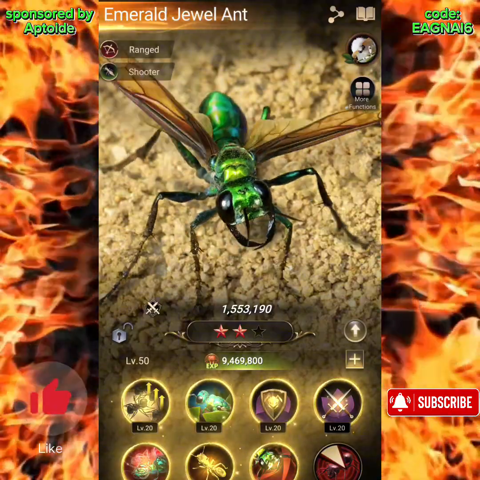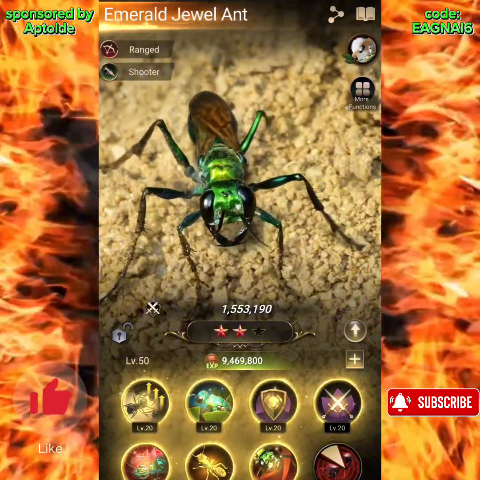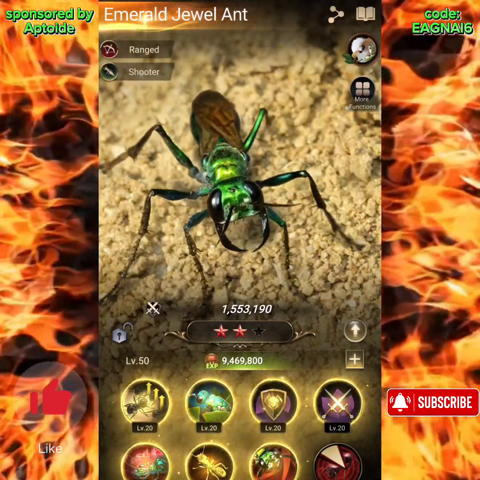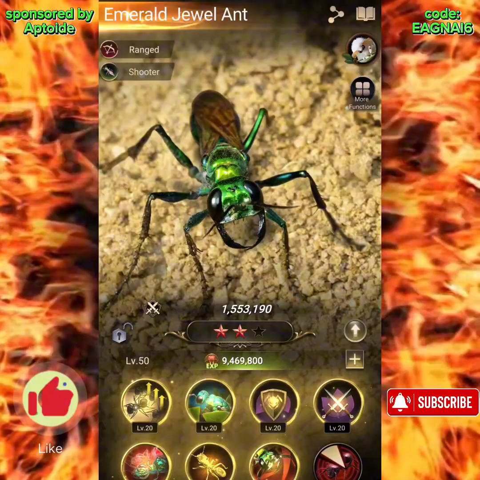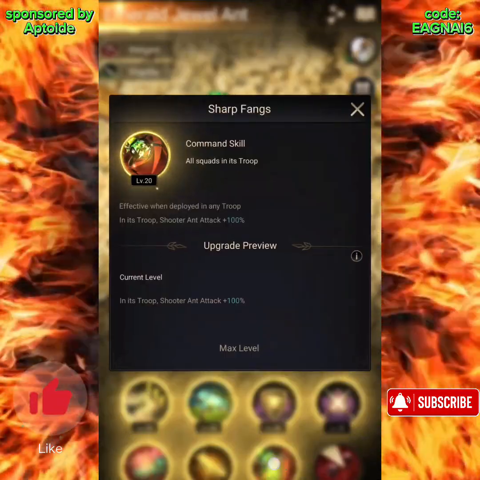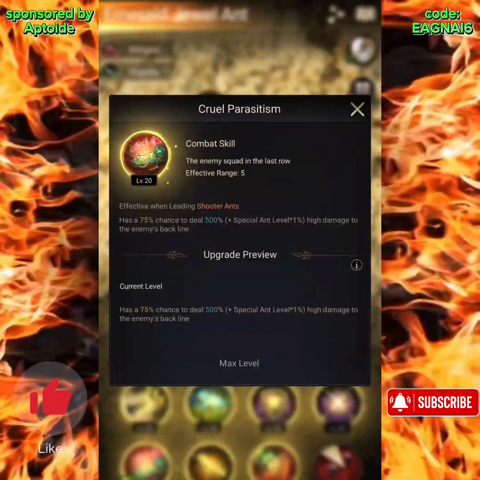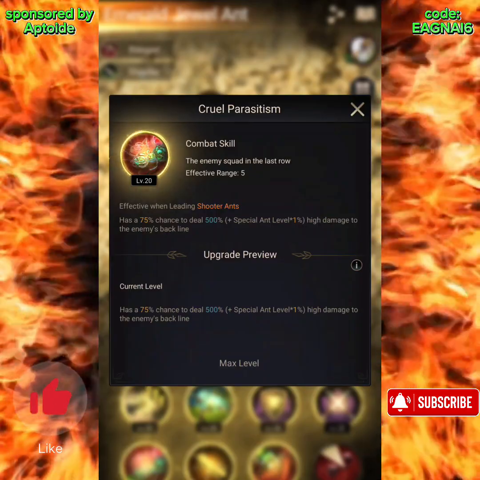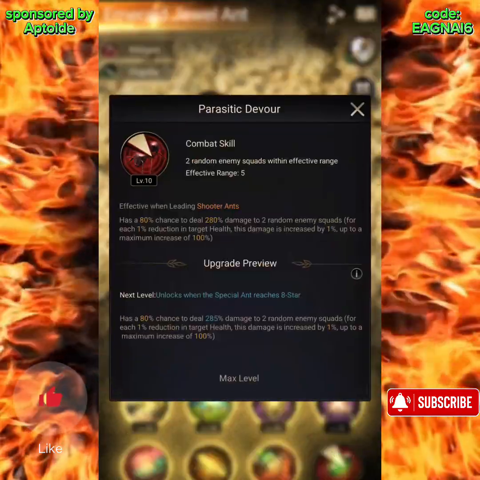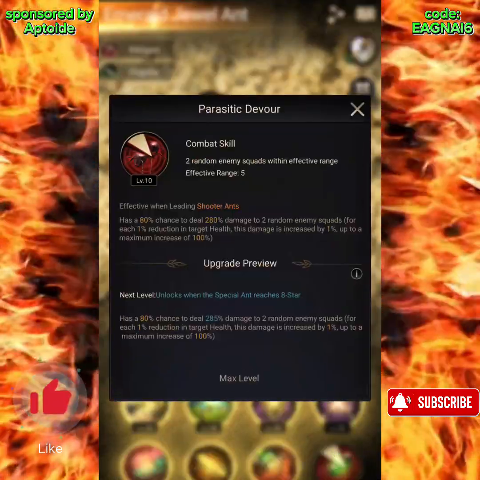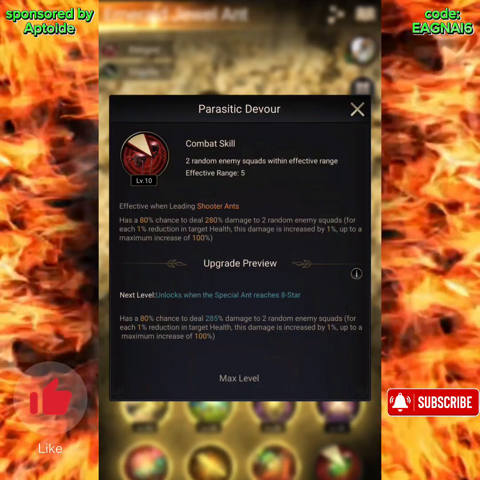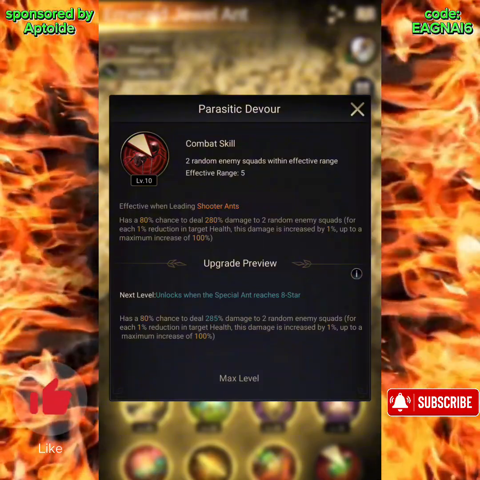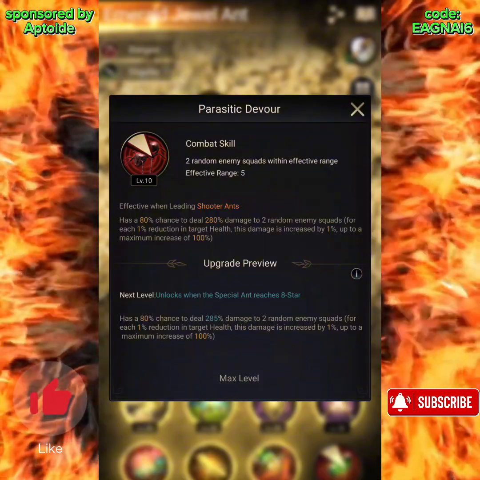So you have a bunch of survivability and support all in one, plus the Emerald Jewel also has survivability on it while inflicting DPS. So it plays hand in hand. Of course, then you've got the other skills, like the shooter attack: 75% chance to do high damage to the enemy backline, which is always good because that's usually the DPS dealer anyway. And then 80% chance to do 280 damage to 2 random enemy squads and reduce the target's health. The damage is increased by 1% up to a maximum increase of 100%.